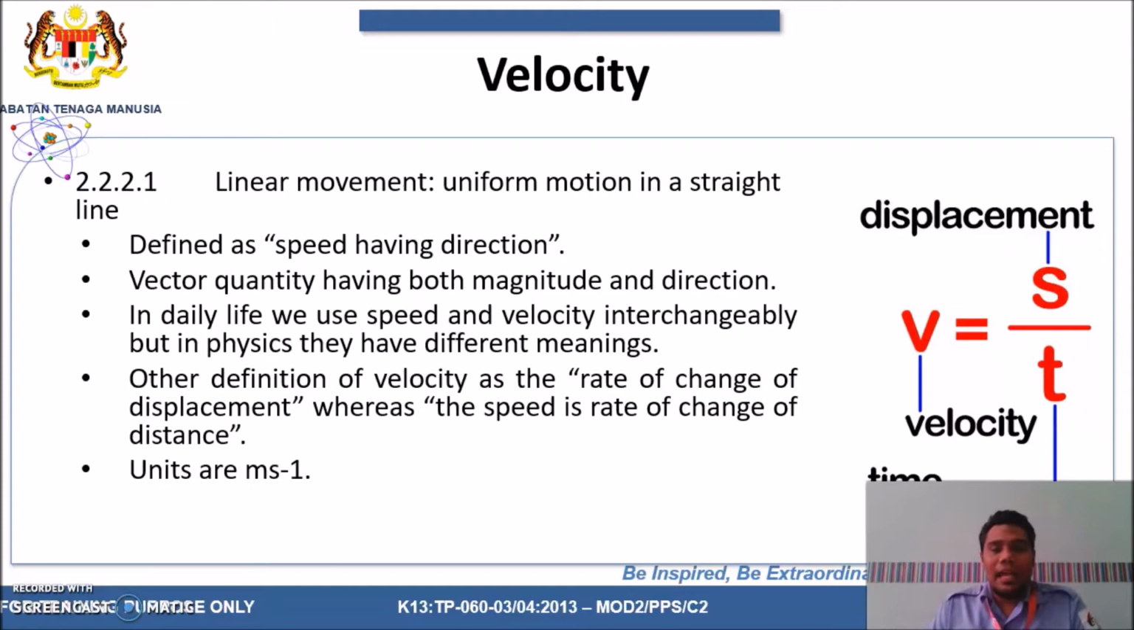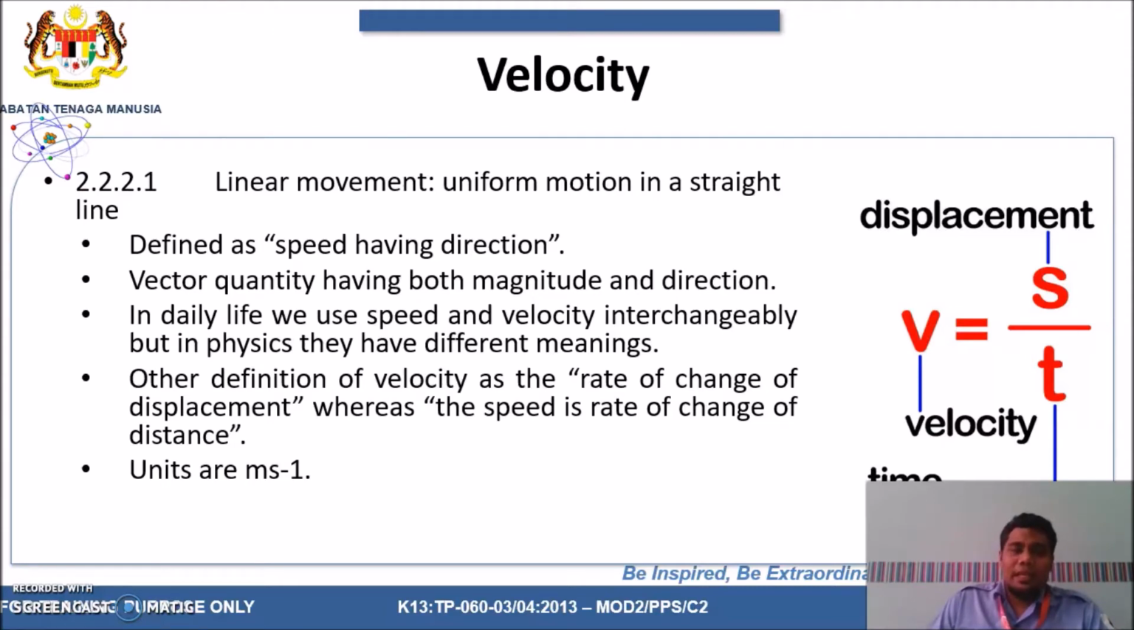Other definition of velocity is the rate of change of displacement, whereas the speed is the rate of change of distance. Beza dia punya takrifan lah. Satu rate of change of displacement, seseran. Satu lagi rate of change of distance. Kadar perubahan jarak dengan kadar perubahan seseran berbeza. Unit dia sama dengan speed juga, velocity ms^-1. So the formula for velocity is v is equal to s over t. S is displacement.